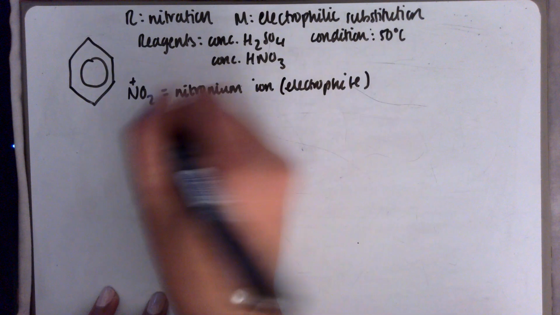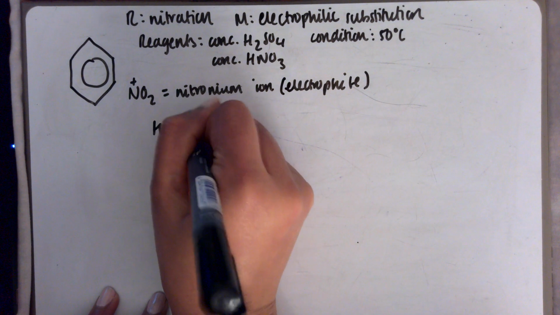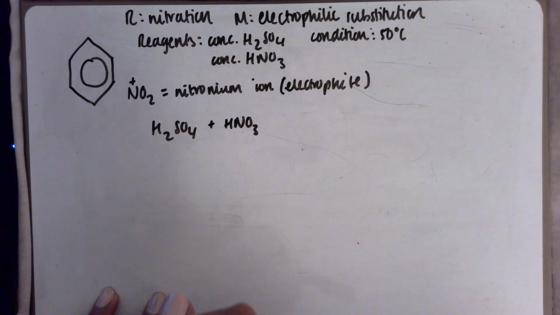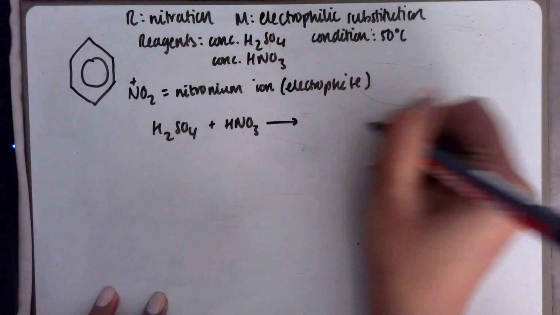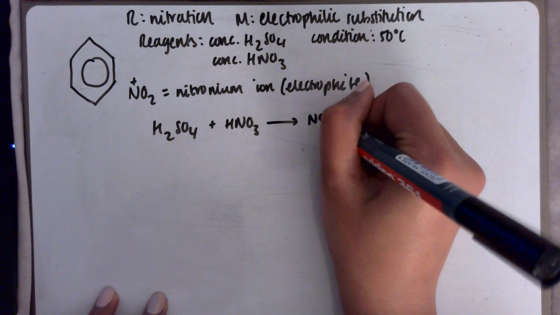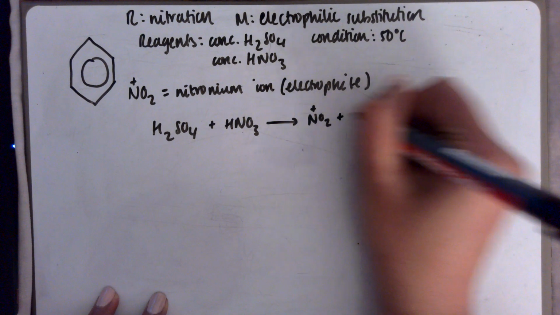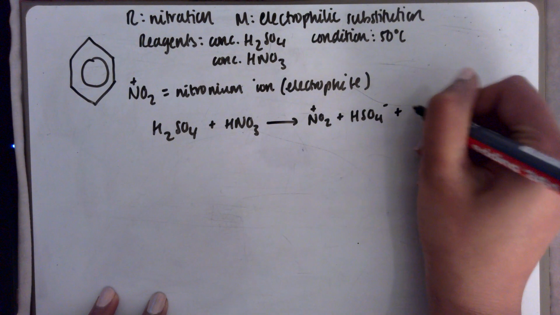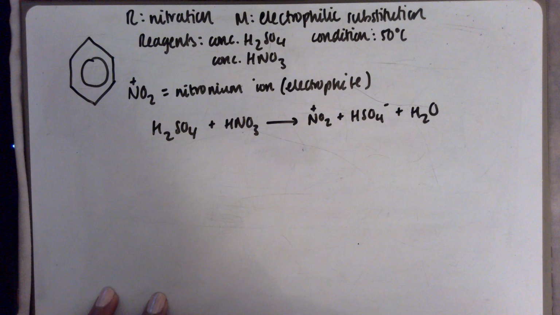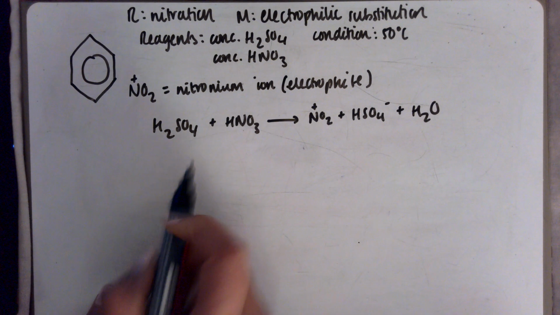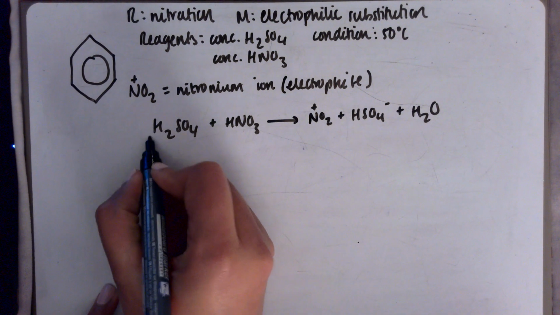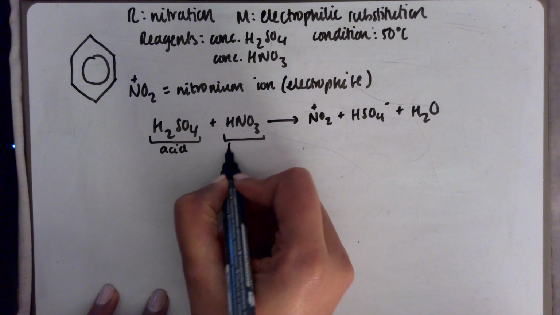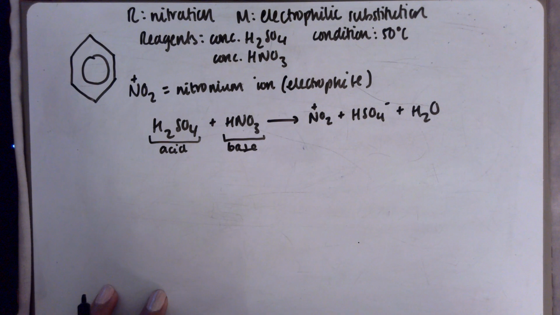And we have to learn how that nitronium ion has been generated. So what happens is our sulfuric acid, which is concentrated, reacts with the nitric acid, which is also concentrated, and it will form our nitronium ion. It will form an HSO4 minus, and it will also form a water molecule. In this, the sulfuric acid actually acts as an acid, and the nitric acid actually acts as a base.